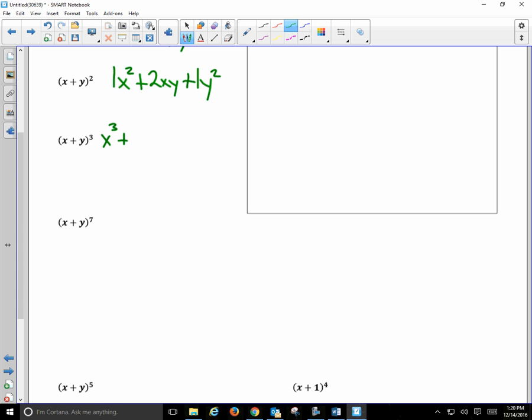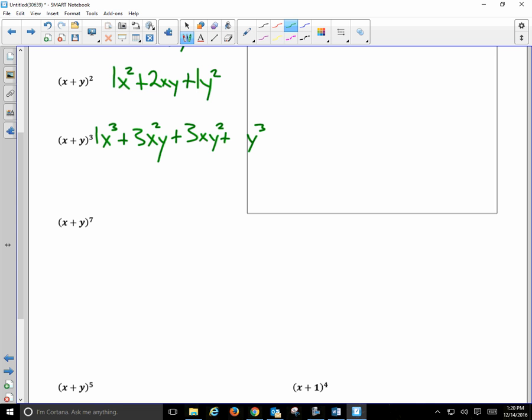It's going to be x to the 2nd, and you're going to pick up a y. And it's going to be x to the 1st, and you're going to pick up a y squared. And then you're going to pick up a y cubed. And the big question is, what are the coefficients? Yeah, it is 3. I will show you.